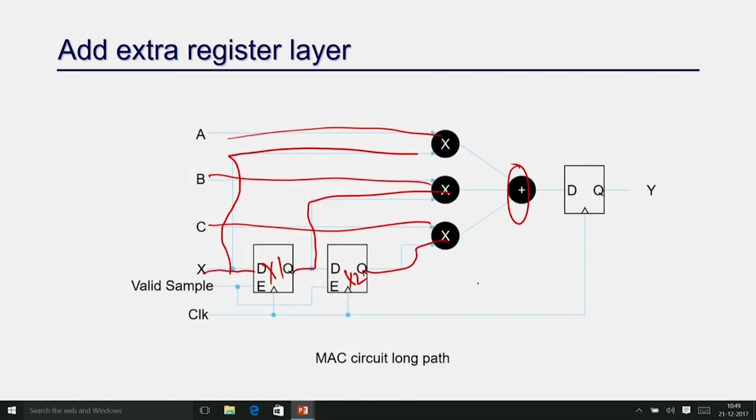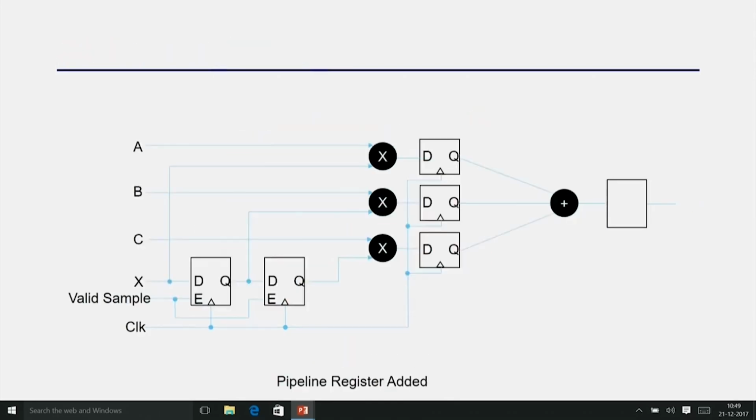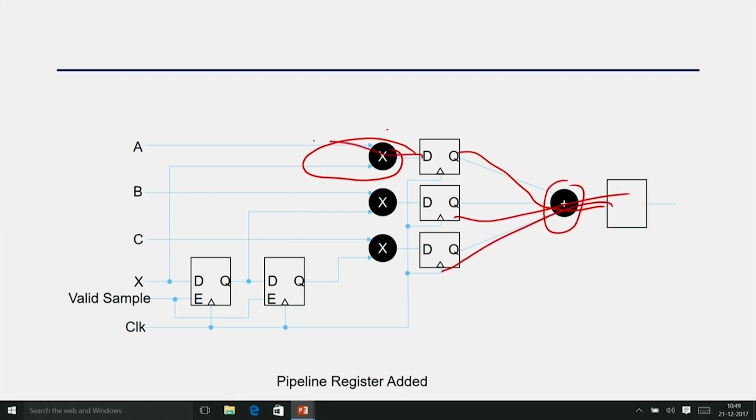But the critical path length is what? I have an adder and a multiplier. So every path has one multiplier and one adder, right. So the critical path length is something like this. So what I can do is add one extra resistor layer here. So that is what I have done here. So that the critical path is now the delay of the maximum of one multiplier, right. This path has only one adder, but these paths have one multiplier, and usually a multiplier is more complex than an adder. So the critical path will be determined by the delay of this multiplier.